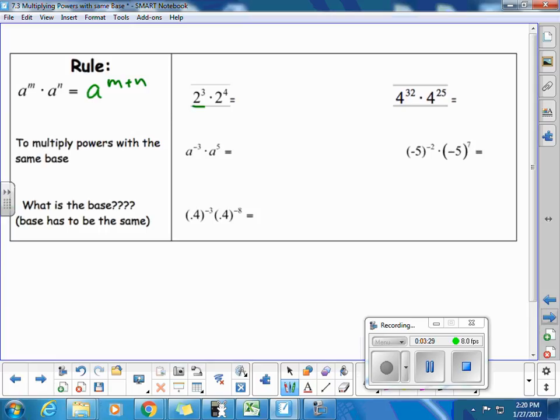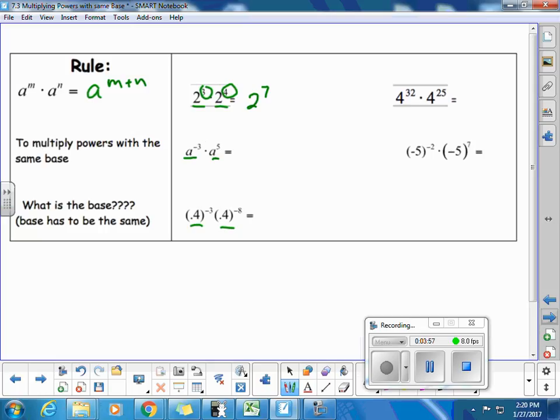The base is, like here, the base is 2. Here the base is a. Here the base is 0.4. So we are going to add the exponents when we're multiplying. So 2 to the third times 2 to the fourth: I don't multiply the 2s out, that's just 2. 3 times here and 4 more times there. So it's 7 times, which would be 2 times 2 times 2 times 2 times 2 times 2 times 2, which we can write out. That's great if that's the easiest way for you to do it.